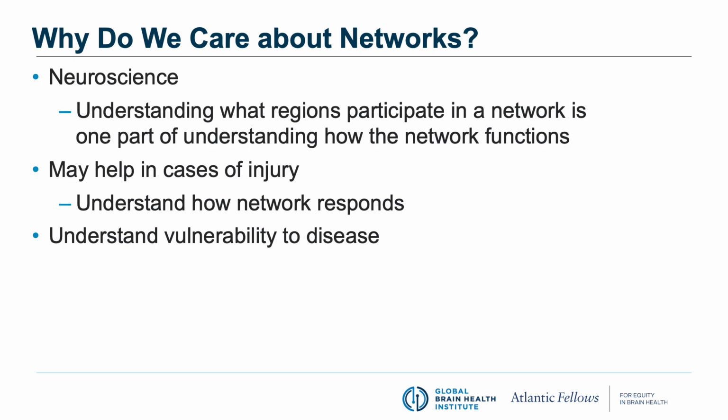But other ways we've tried to use this is to see how injuries and other kinds of damage in the brain might perturb the networks and see how the network responds. This can both tell us how the network works and also might tell us a bit about disease and about potential interventions. And lastly, it turns out that these networks also help are a part of how we understand our vulnerability to disease. In the next few slides, we'll talk about all these concepts a little bit.